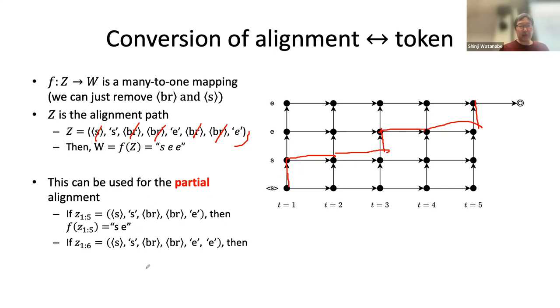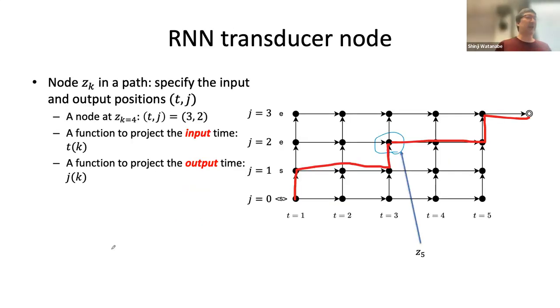So we can also do the same. This is a little bit more difficult, and a little bit important. This is a partial alignment. Let's say we are now at S, S, blank, blank, E. When we are here, we can know the partial history. And this partial history becomes S and E. We just remove the blanks.